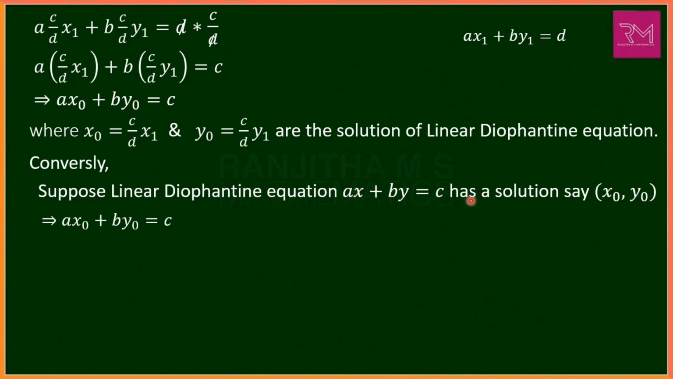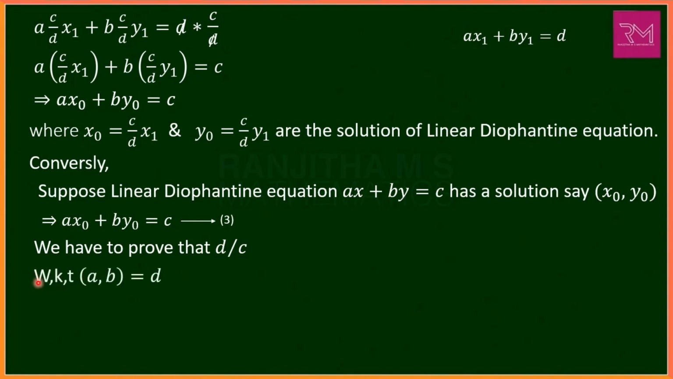Here the linear Diophantine equation has a solution, say x0 comma y0, which implies ax0 plus by0 is equal to c. Call this equation number 3. Also we have to prove that d divides c. To show that d divides c, we also have to use the condition given in the statement itself, that GCD of a comma b is equal to d.